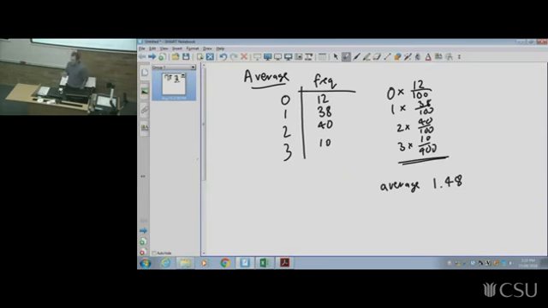3 times 10 over 100. Okay. So instead of multiplying by the frequency and then dividing by 100 at the very end, you can multiply by what are called the relative frequencies. Same sort of deal.